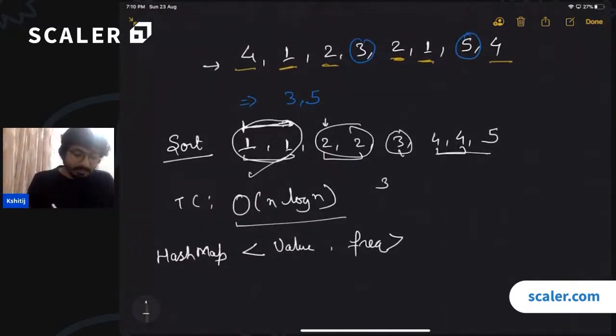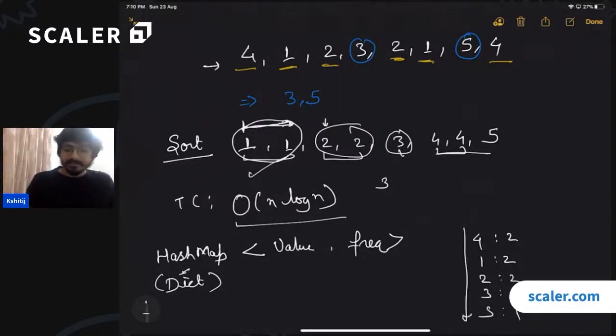Yes, a hash map, or a dictionary in Python, it's the same thing. In this case, you will have 4, 1, 2, 3, and 5 as the keys, and the values are going to be 2, 2, 2, 1, 1. Once all the frequencies are calculated, you can quickly iterate over this hash map and figure out that these two are the numbers which are appearing an odd number of times.